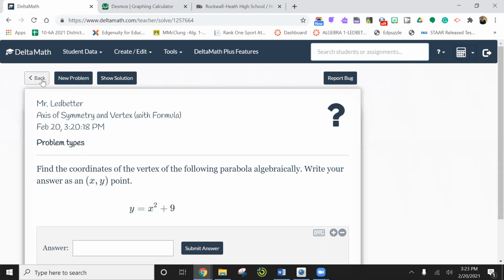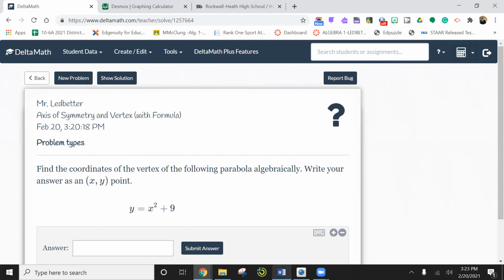All right. So we are working on axis of symmetry and vertex. This time we're using the formula. Last time we used technology, we used Desmos. This time they want us to write the answer of the vertex in x, y format. All right. So the first thing we need to do is find the axis of symmetry.